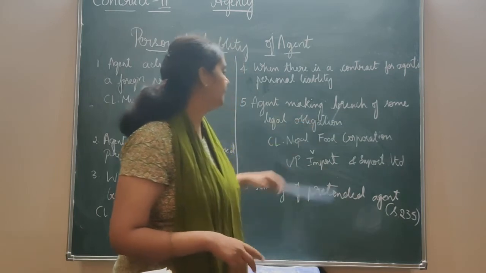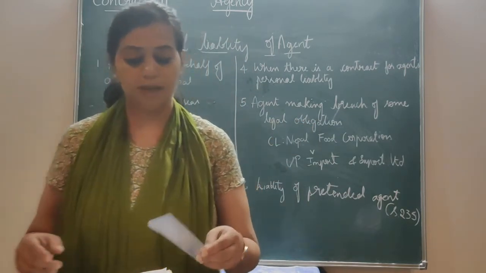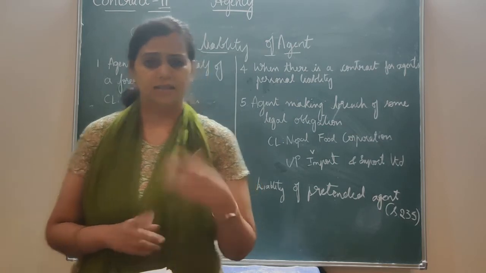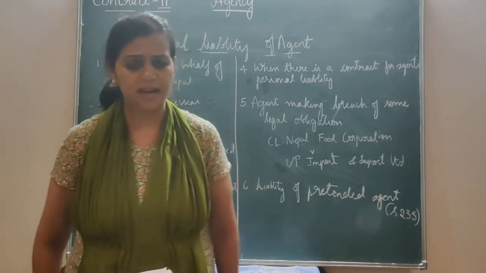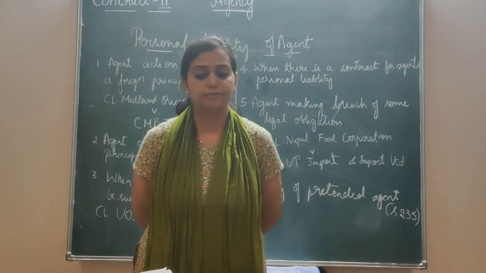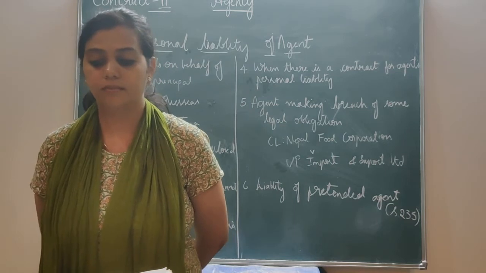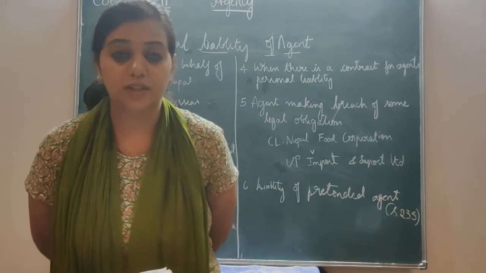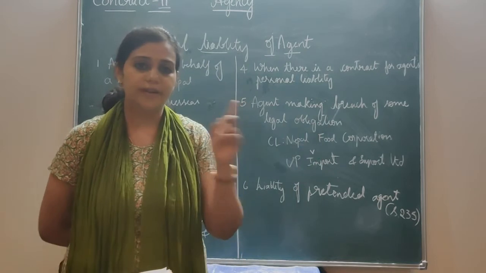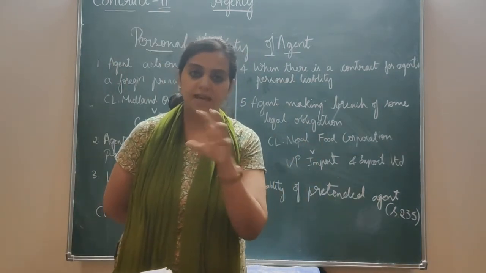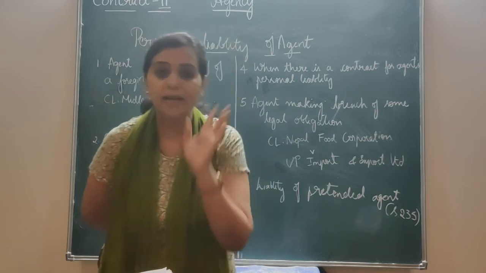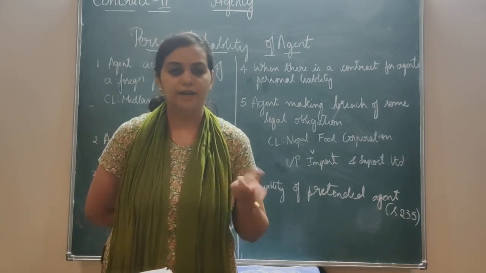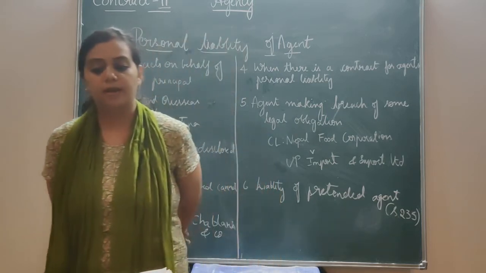Agent making breach of some legal obligations. When there is some requirement of legal obligations to be followed, such as contractual obligations or statutory obligations, there are obligations which the agent has to follow. If he does not follow that, then he renders himself personally liable for the breach of such obligation. He was authorized by the principal, that means that he is also liable to follow. He has an obligation to follow certain legal things, right? If at all he does not follow, then he becomes personally liable.